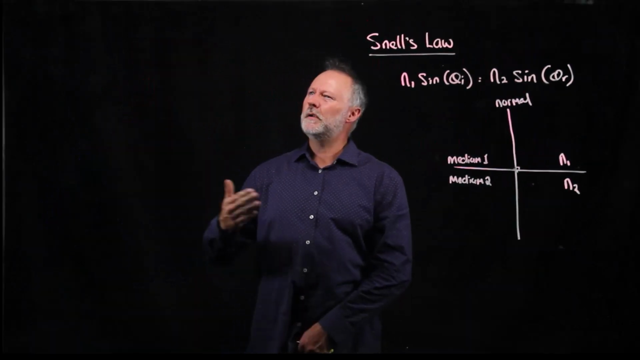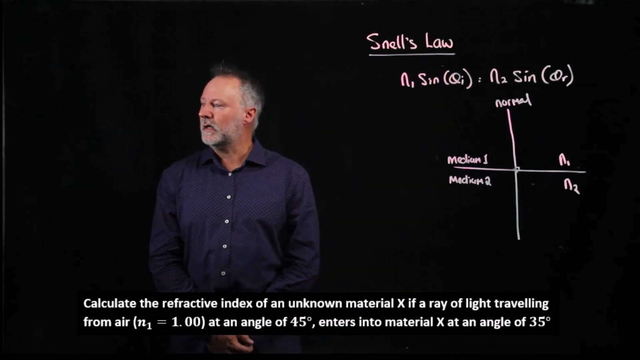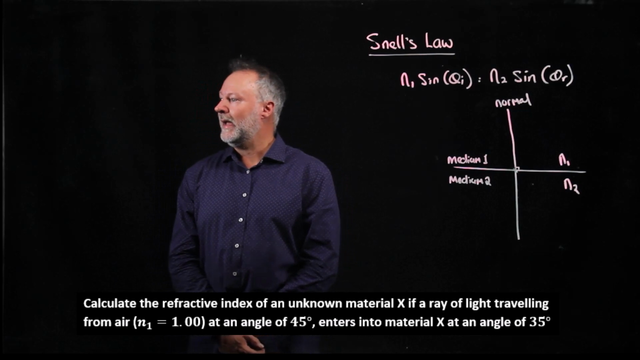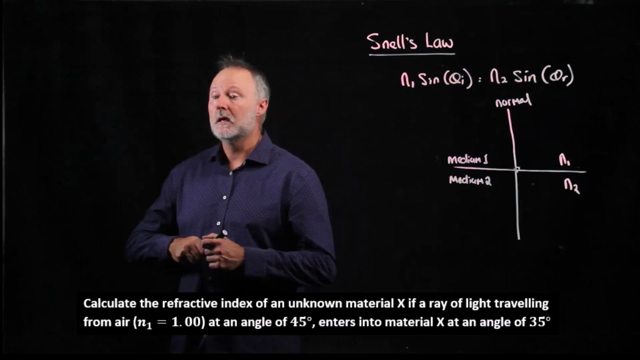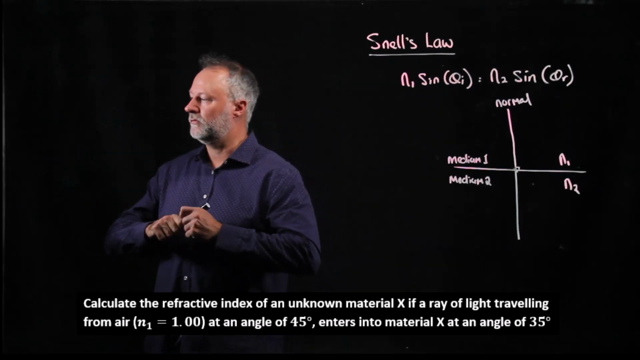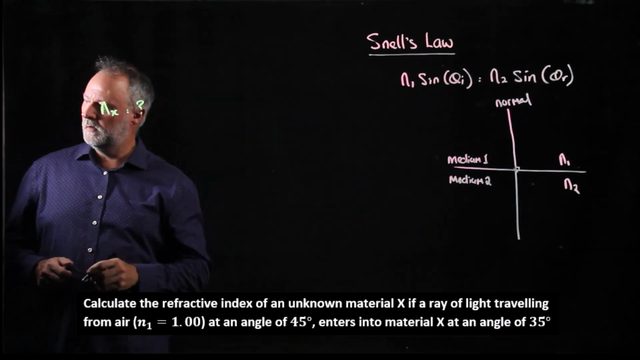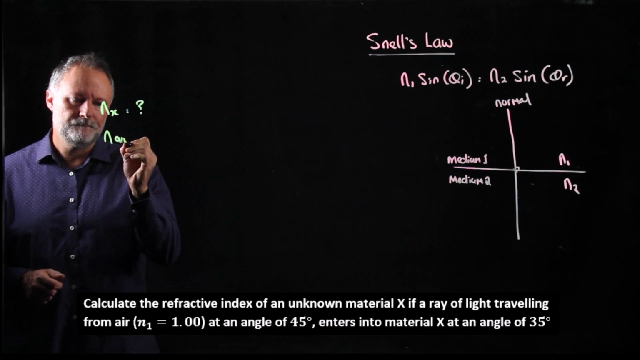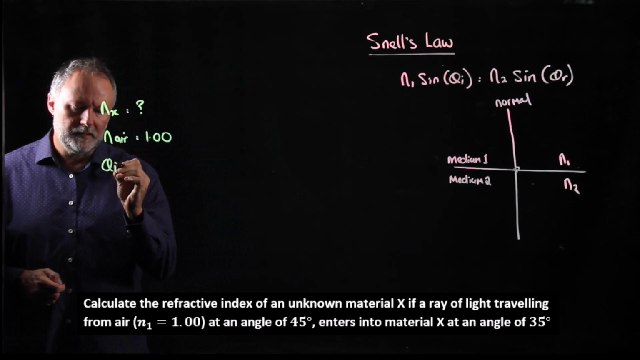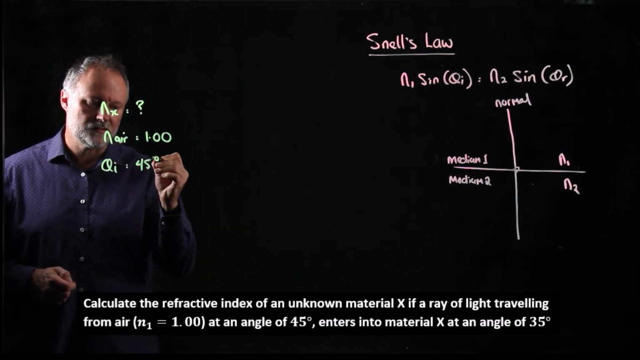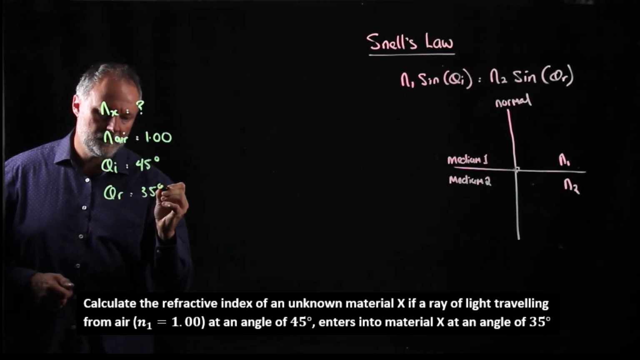Example number 1 done. Example number 2 asks to calculate the refractive index of an unknown material X if light travelling from air at an angle of 45 degrees enters into material X at an angle of 35 degrees. So once again, this is using Snell's Law. Like we did previously, let's write down our variables. The refractive index of X is our unknown. Our refractive index of air is always 1. We know that the angle of incidence is 45 degrees in this description, and we also know that the angle of refraction is 35 degrees.